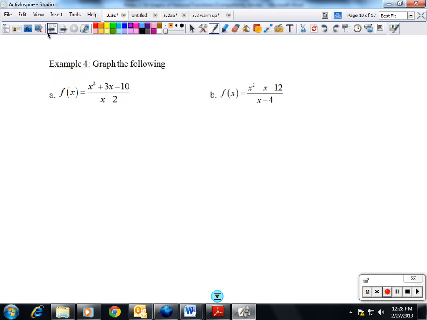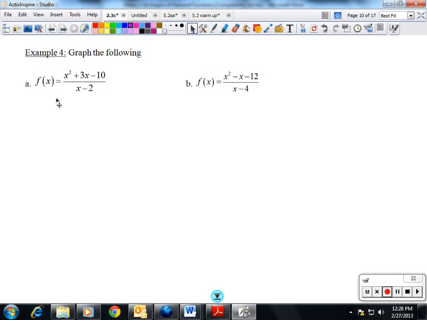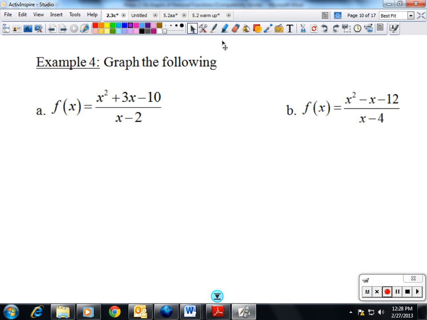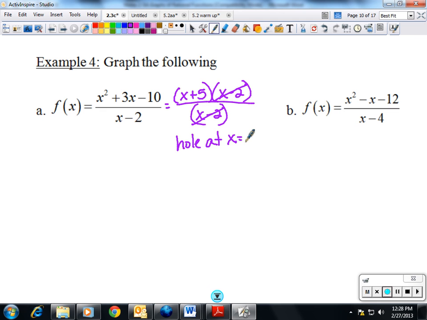Okay, and last one, graph the following. First thing you want to do is look for any asymptotes, holes, vertical, horizontal. I see that I can factor this into x plus 5 and x minus 2. The x minus 2 actually cancels out. We've talked about this before. What happens when something cancels out? It makes a hole. So there's a hole at x equals 2.